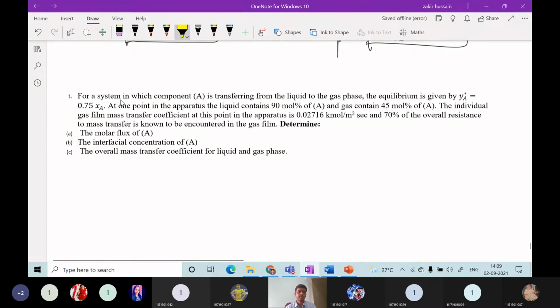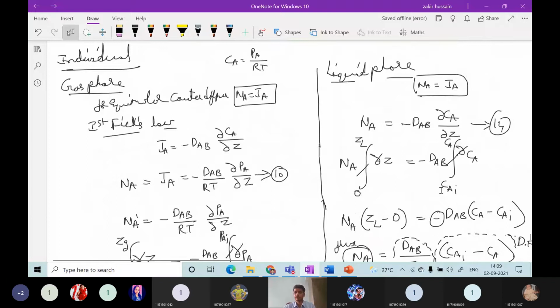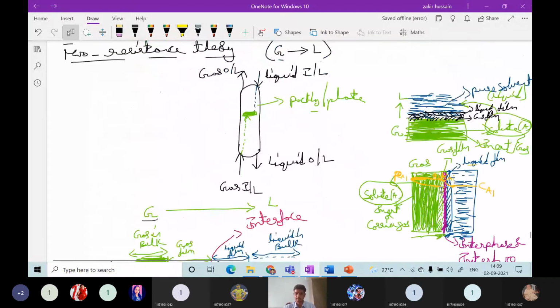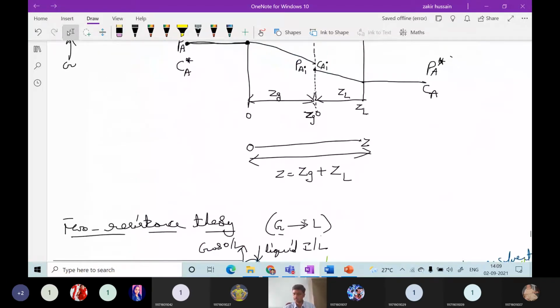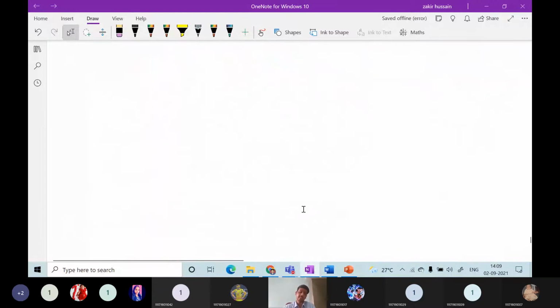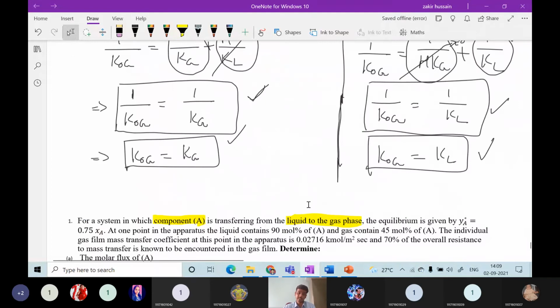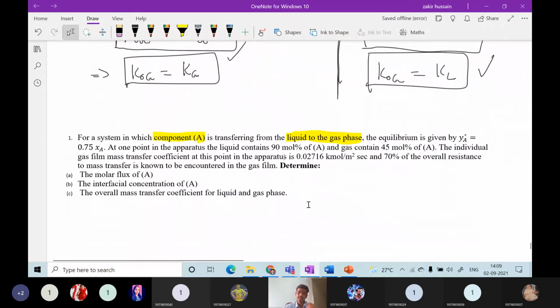Yeah, for a system in which component A is transforming from liquid phase to gas phase. Here, in the previous case, mass transfer was taking place from gas phase to liquid phase. For that one we have solved all these equations, gas to liquid phase, derivation we have done. But here they are asking liquid phase to gas phase, the mass is getting transferred. To understand this problem, you have to thoroughly understand the previous derivation. Otherwise, the profile is completely different from the previous profiles.